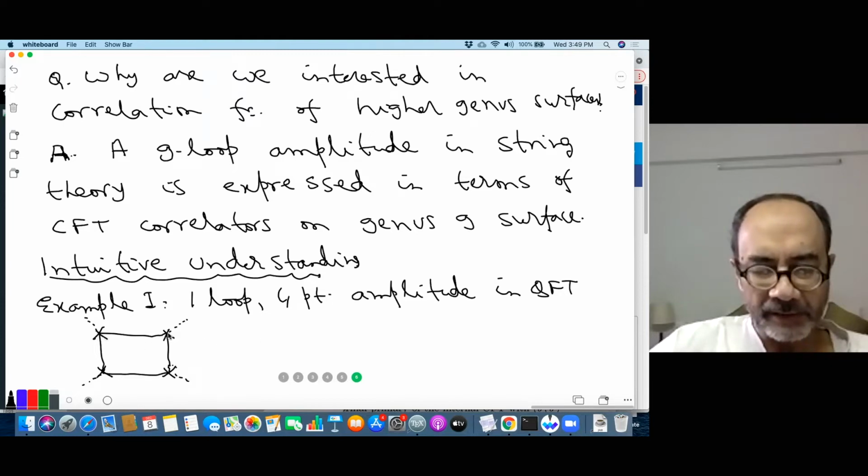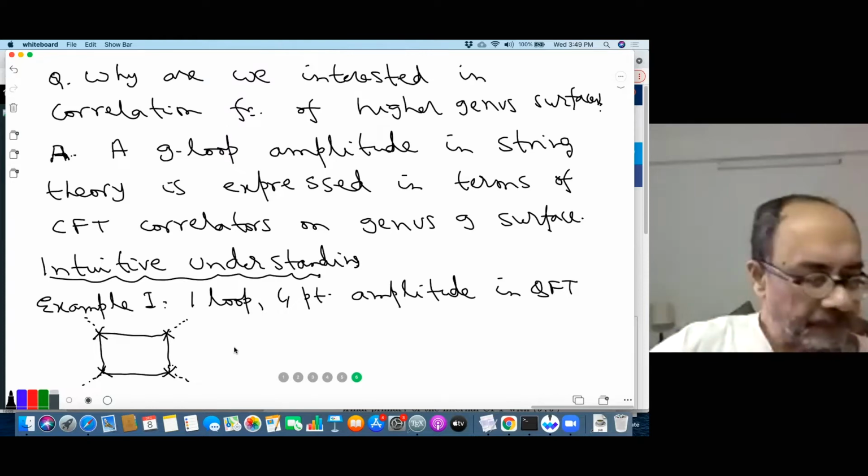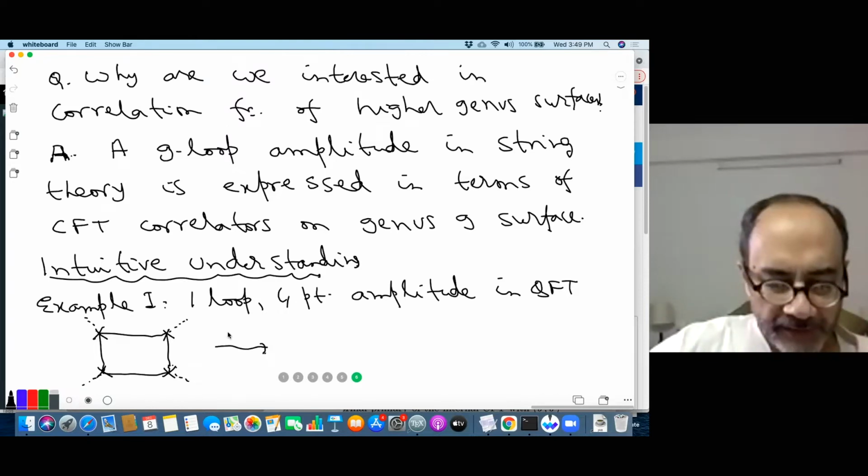So now let's see intuitively what it will become in string theory. Essentially in string theory, we expect that all these internal lines will fatten into cylinders, if it's closed string, because a string worldsheet is a cylinder instead of being a line. So these will fatten into closed strings. So we fatten internal lines.